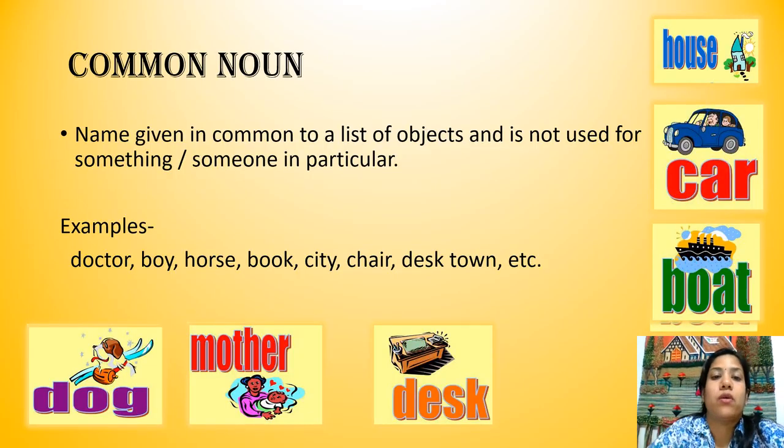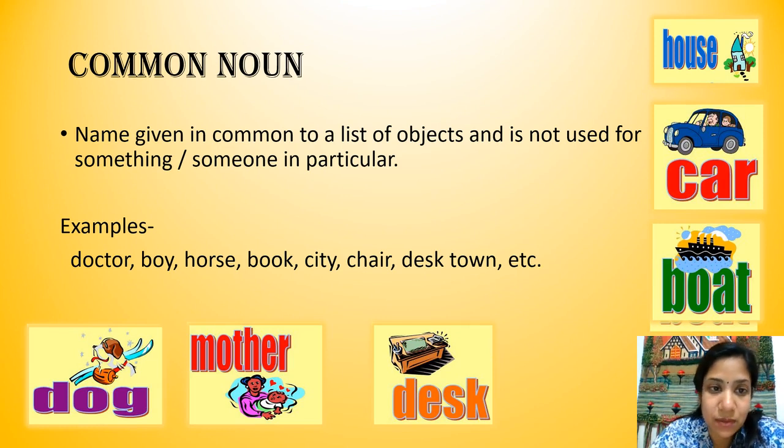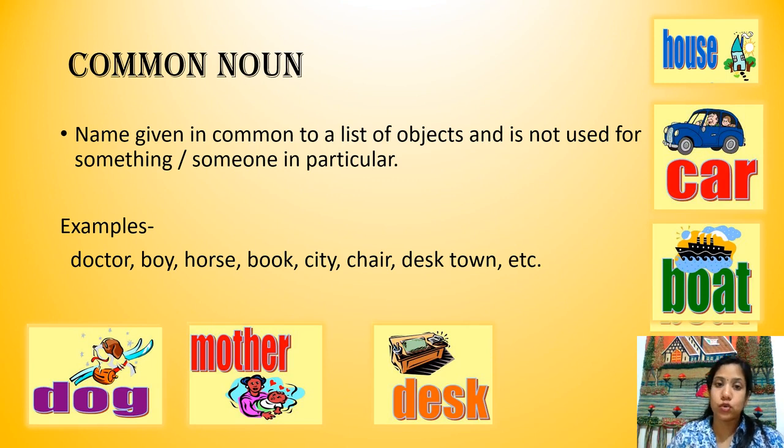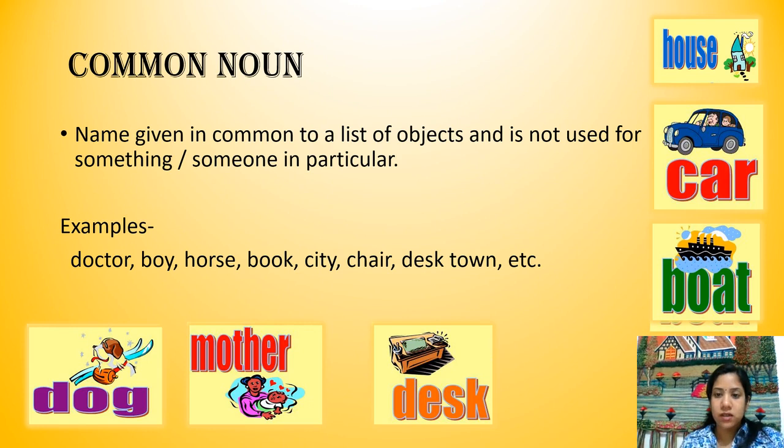What is a common noun? Common noun, as the name suggests, is a name given to a list of objects which is not used for any specific or particular purpose. They are something which is very common and commonly used. Like for example, horse, book, city, desk, dog, car, boat, mother, doctor. All these are common nouns. A common noun always starts with a small letter. They do not begin with capital letters.